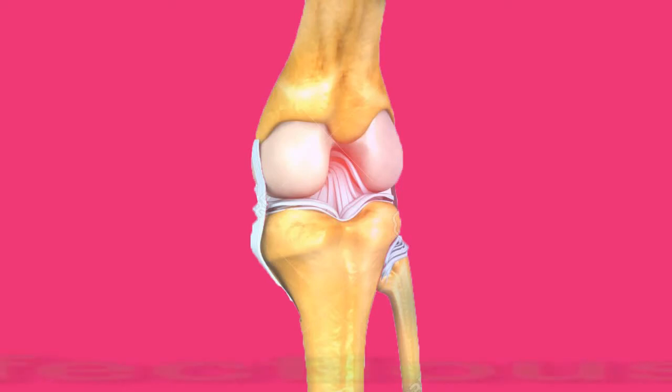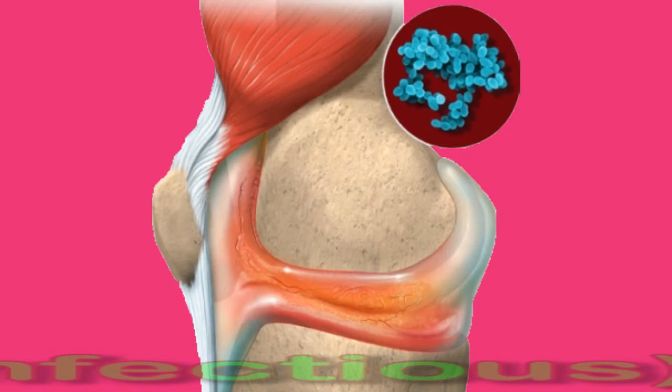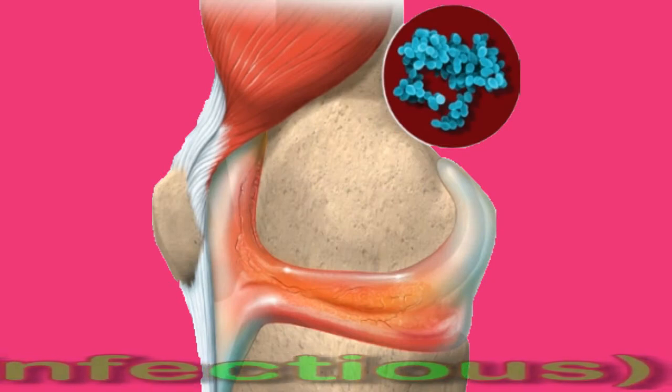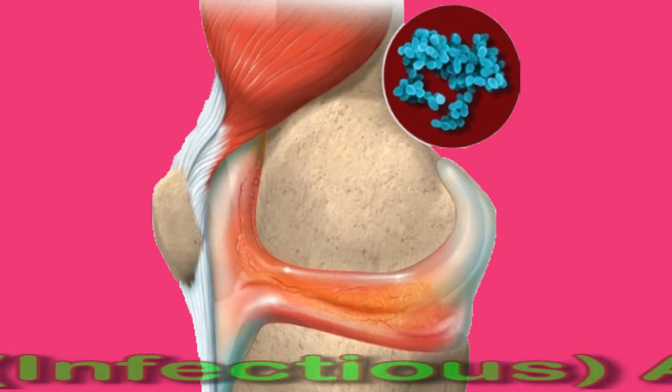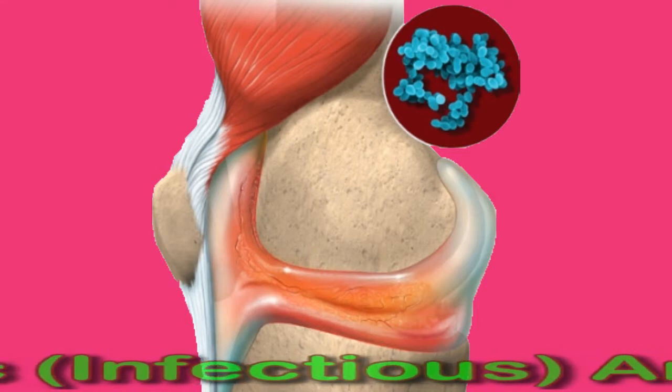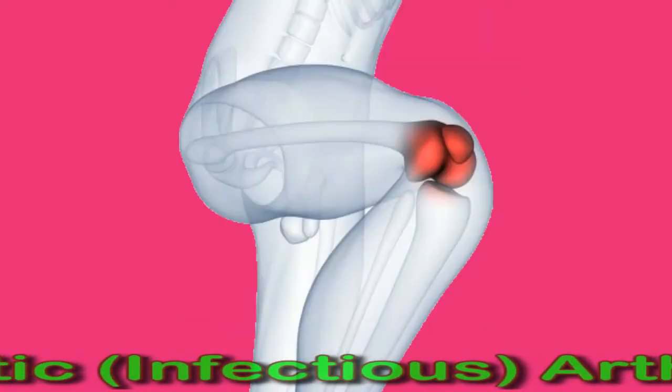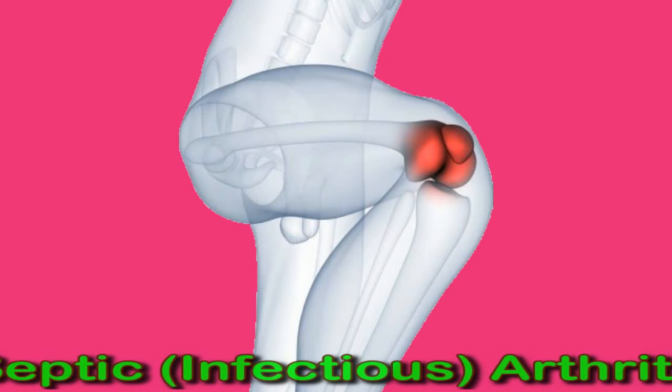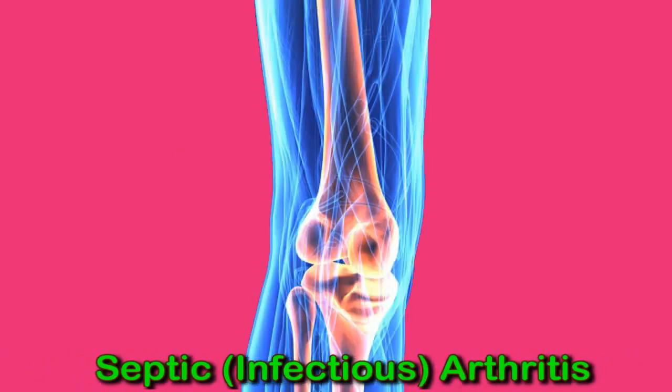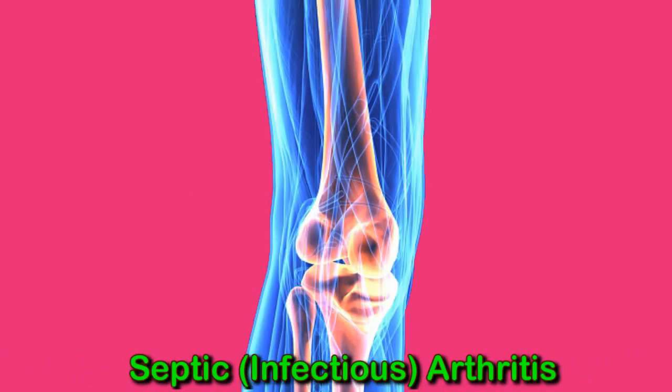Septic or infectious arthritis, causes and treatment. Infectious arthritis, also called septic arthritis, is an infection in a joint that causes arthritis-like symptoms. It is a type of inflammatory arthritis but much more severe.